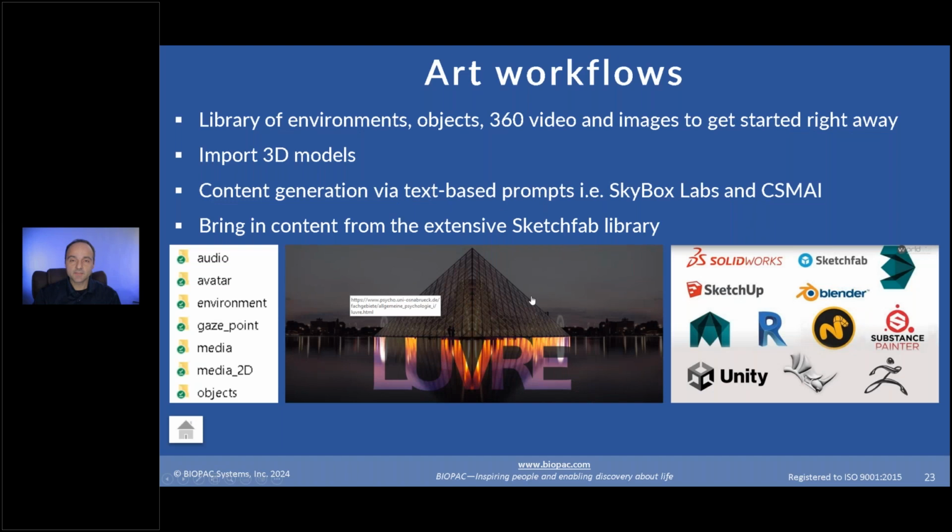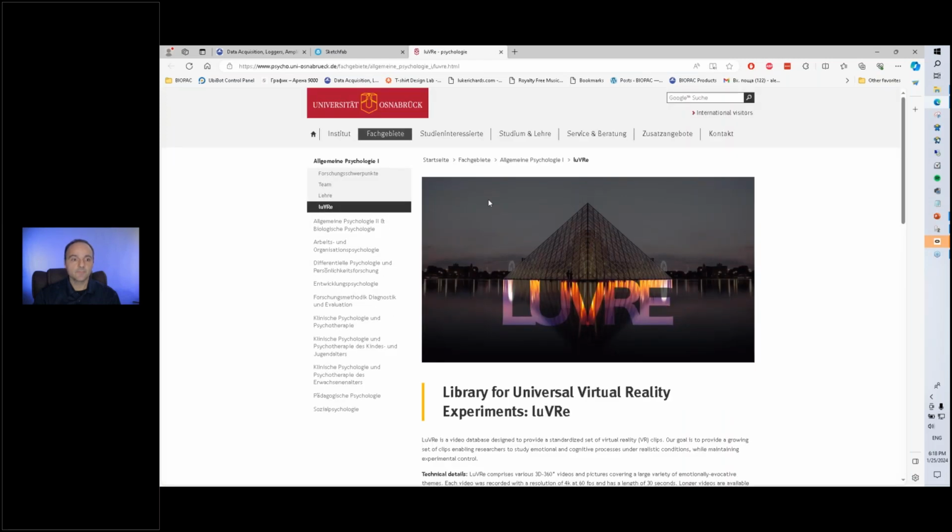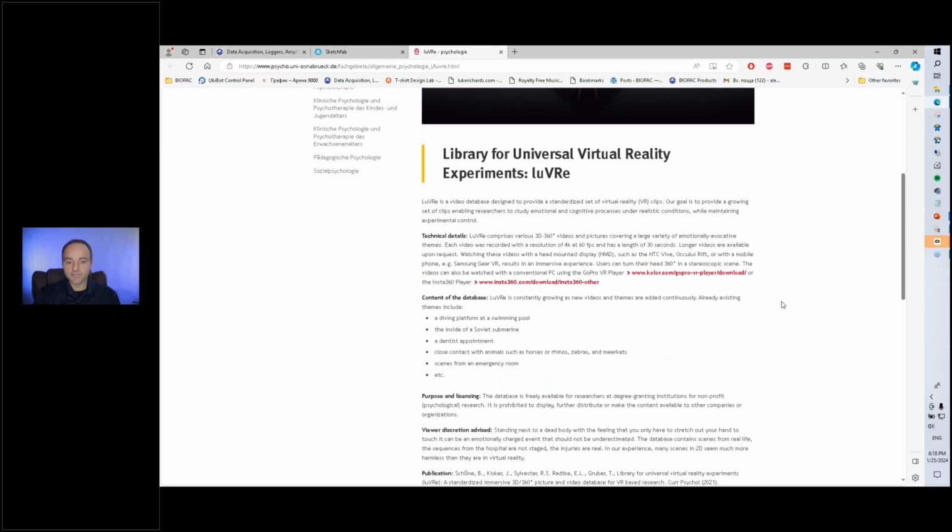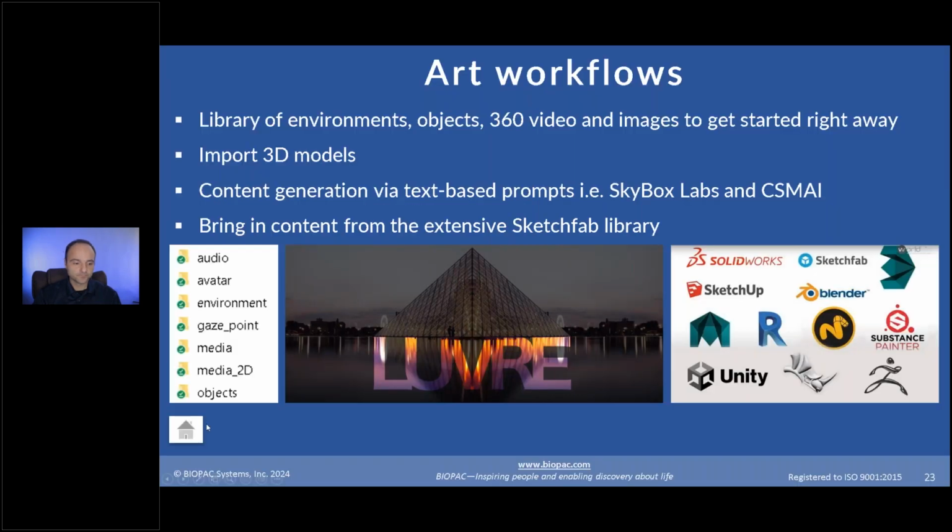And then as far as 360-degree media, there is a quite excellent library I recommend. So here is the link, and when you download the materials after the webinar, you also have access to that link. It's a collection of 360-degree videos and pictures. You can think of it as an alternative to the IAPS pictures, but an immersive version of them.